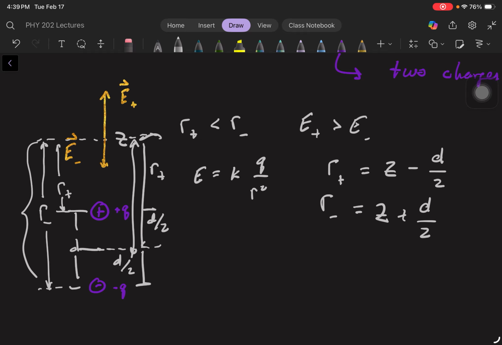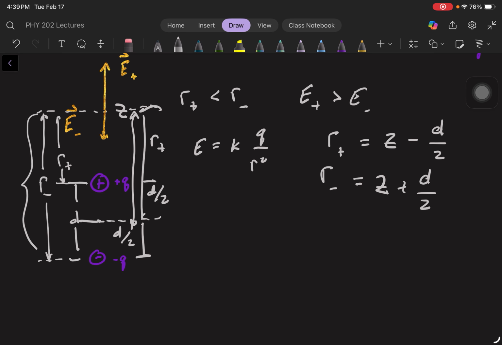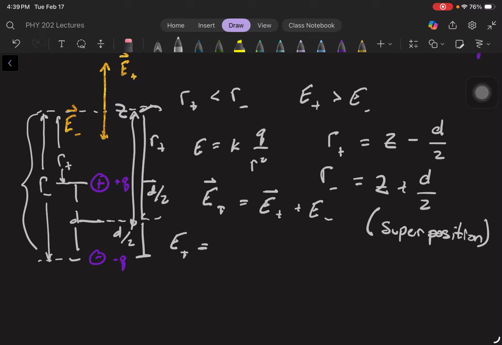Okay. And so if we want to figure out E total, it's going to be equal to E plus plus E minus. We recall from last semester, this is called superposition. Just like we would have a bunch of forces and we want to find the net force, we add them all together. We have a couple electric fields here. We want to find the net electric field, so we add the two together. And so we can say E total, well, let's keep our vectors here. We're going to look at a scalar for now, and then we'll slap a direction on at the end.